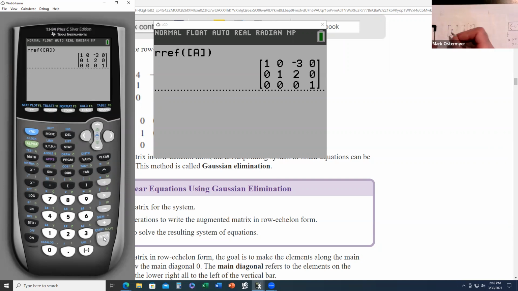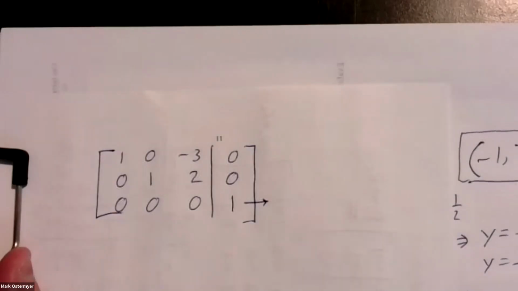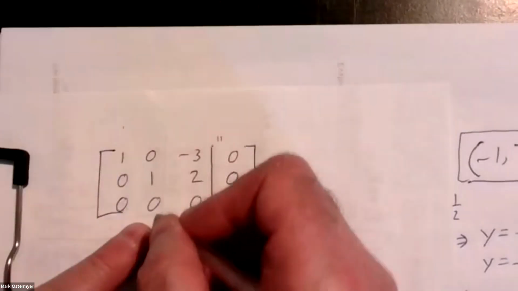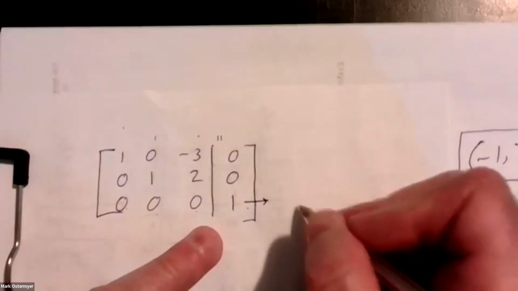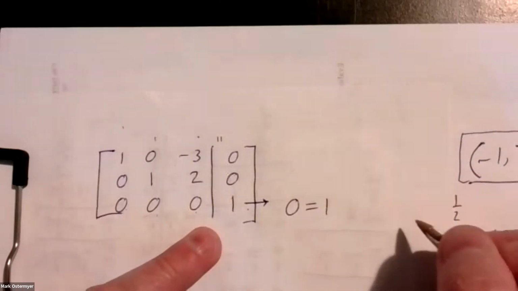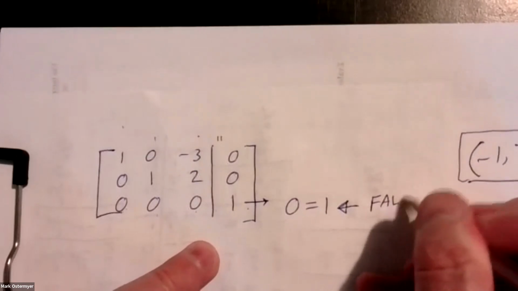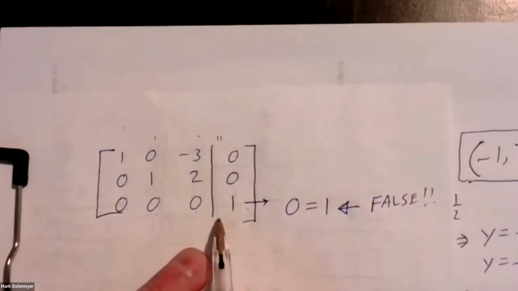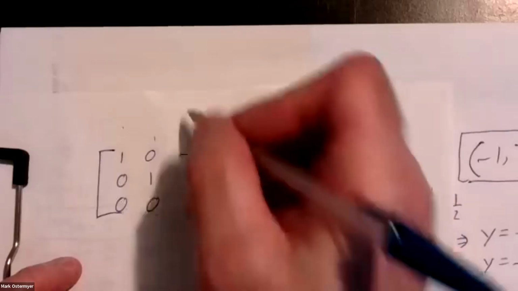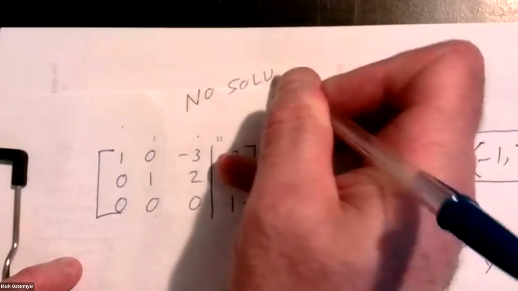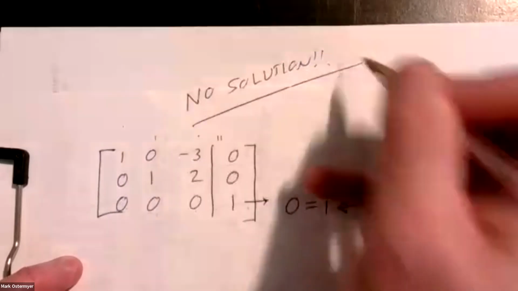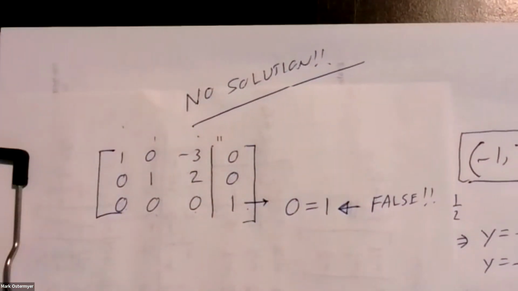That bottom row would really give us what equation if we were to transform the rows back into equations. That bottom row is going to give me the equation 0x plus 0y plus 0z equals 1. In other words, 0 is equal to 1. Is this a true or false statement? That's false. And for that reason, this system has no solution. Done. Okay? That's all you need to know.